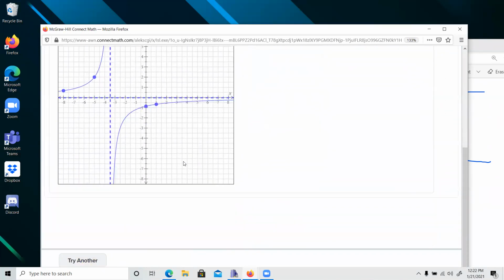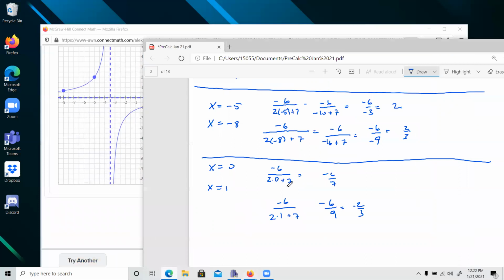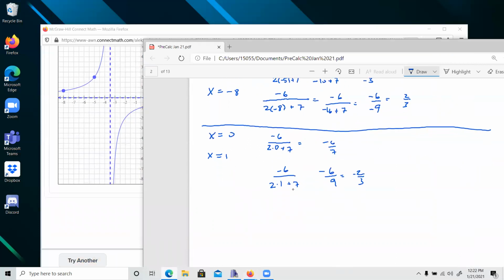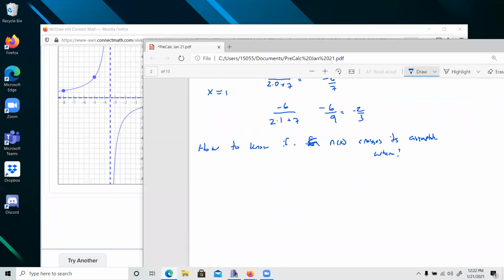All right. So let me ask you one more question about this. See, there's a lot of follow-ups. How do I know if f of x, or n of x in this case, crosses its asymptote? And if it does, where? So what we're going to do is set n of x equal to the horizontal asymptote. That's a y value, right? This was y equals 0. That's how I'm getting this. Okay, y was equal to 0.